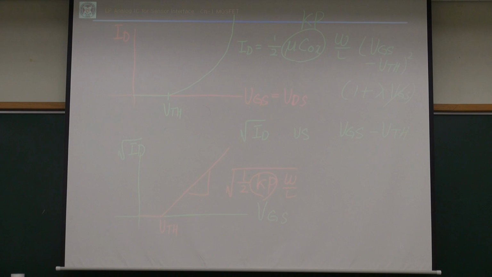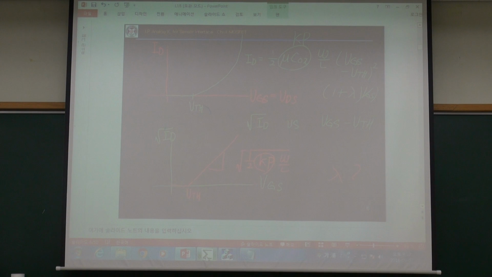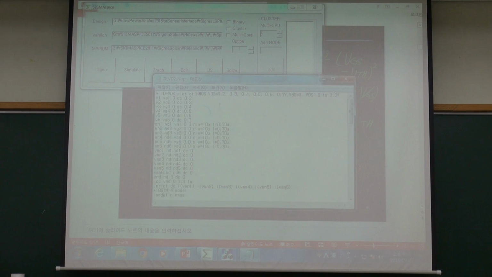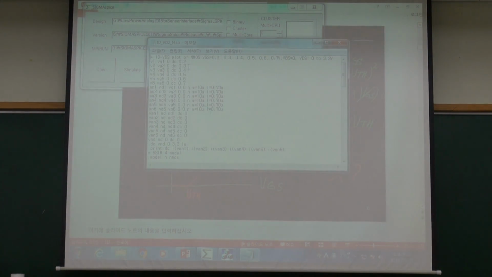Okay, let's go to the lambda, channel length modulation factor, lambda. Okay, then let's move. Where can I find the lambda? Yeah, so let's see IDVD. IDVD2. Yeah, that's good. This one. Let's look at the netlist. Oh, yeah. Okay, gate voltage 0.2, 0.3, 0.7. Okay, let's simulate it.